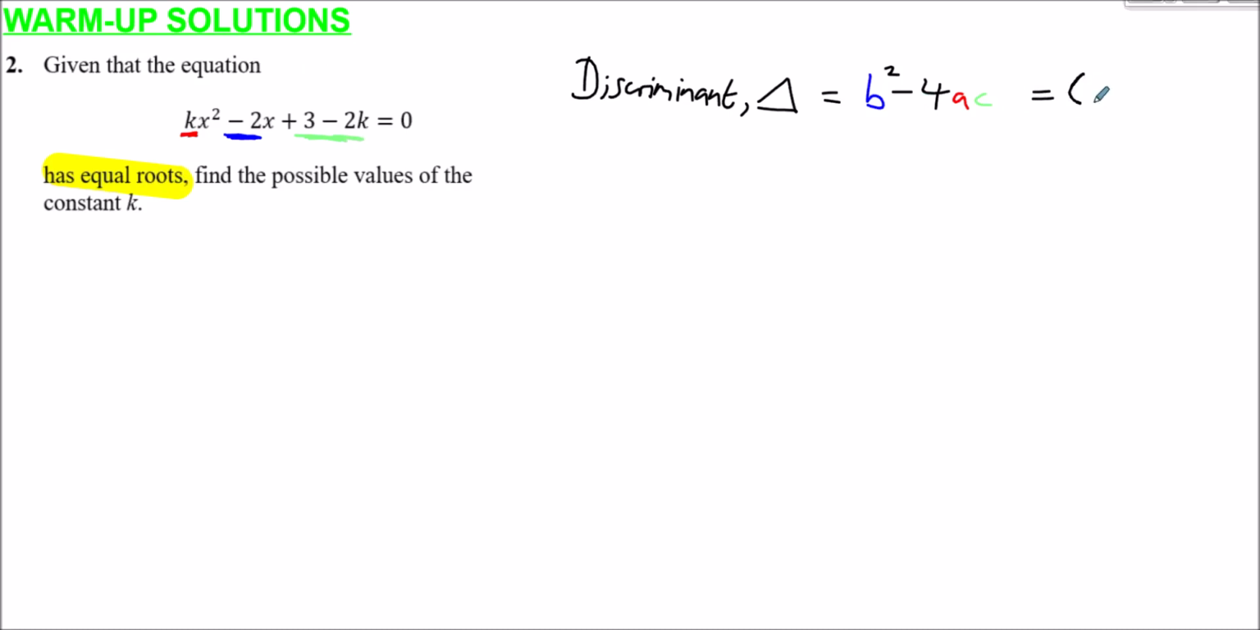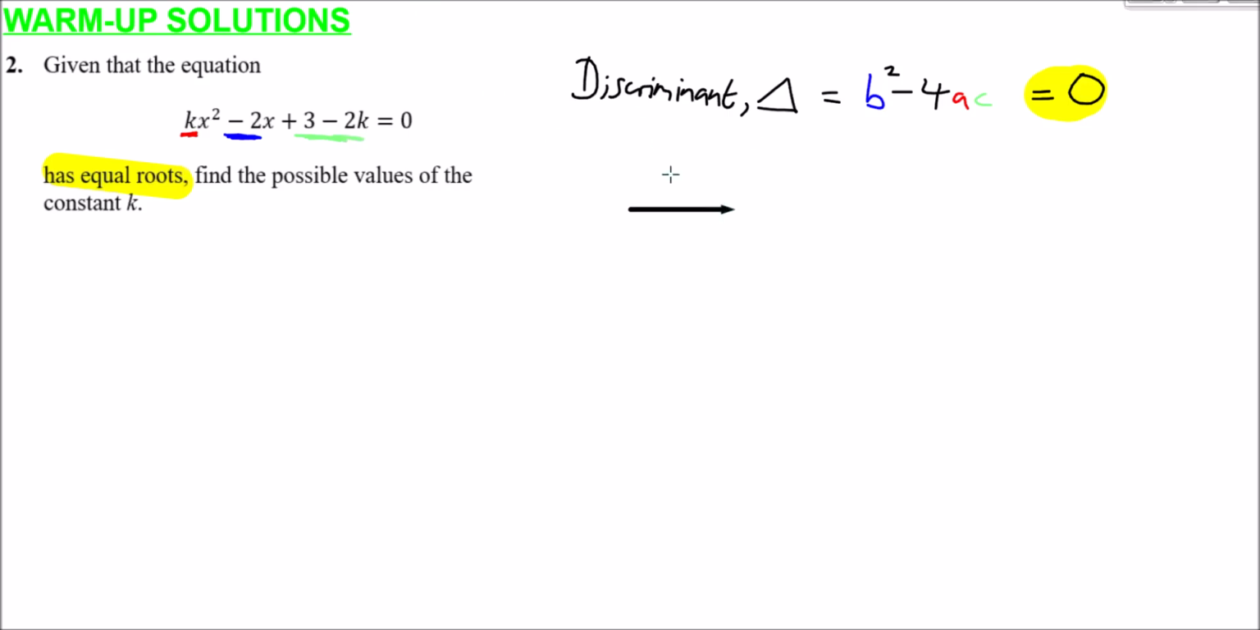So if a quadratic has 2 distinct roots, the discriminant is greater than 0. Equal roots, which is the same as saying one repeated root, or just one root but twice, the discriminant equals 0, and if the discriminant is less than 0, we have no real roots. But because it's got equal roots, that's when we know to set it equal to 0. So we just plug in what we know and solve.